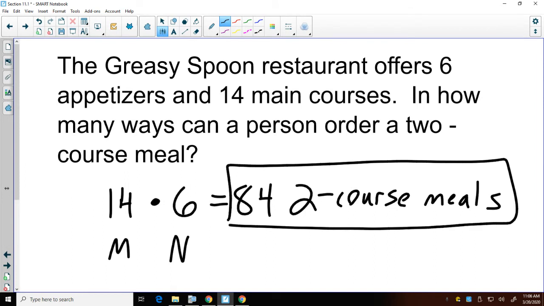Okay, that's the fundamental counting principle. That's all there is to it. There are no tricks or anything like that. Just take how many choices you have for group 1, how many choices you have for group 2, group 3, group 4, and so on, and all you have to do is multiply those.